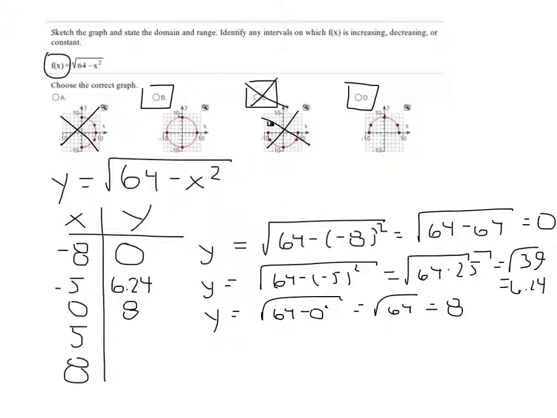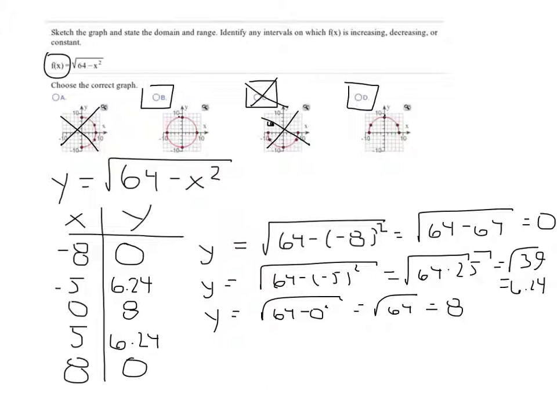So plugging in a 5, I'm just going to get 6.24 again. You can go through and verify that. So the point 5, 6.24, that's in both B and D. And then 8, if I plug in an 8, I'll get 0 back as well.